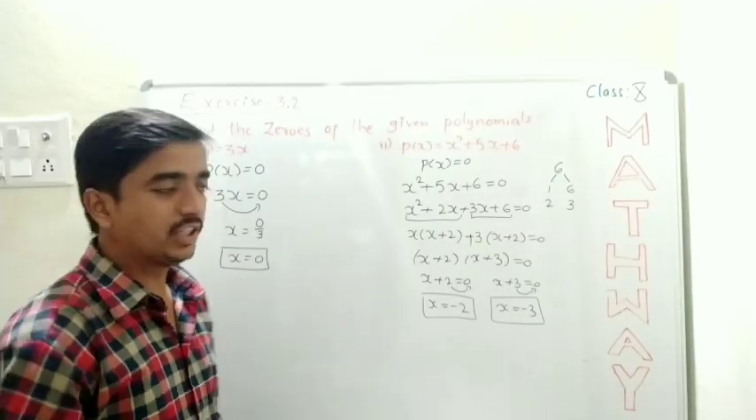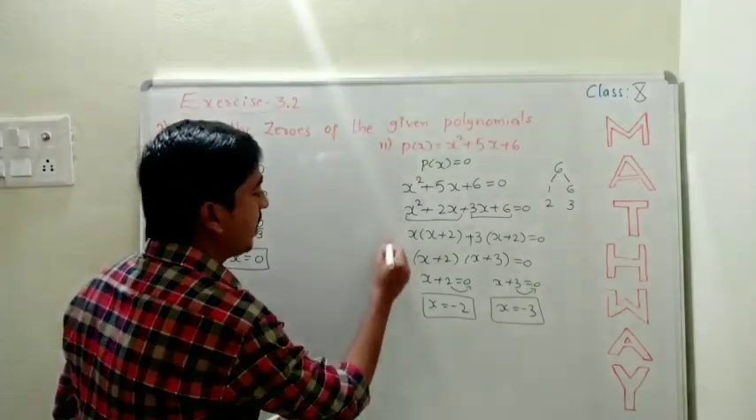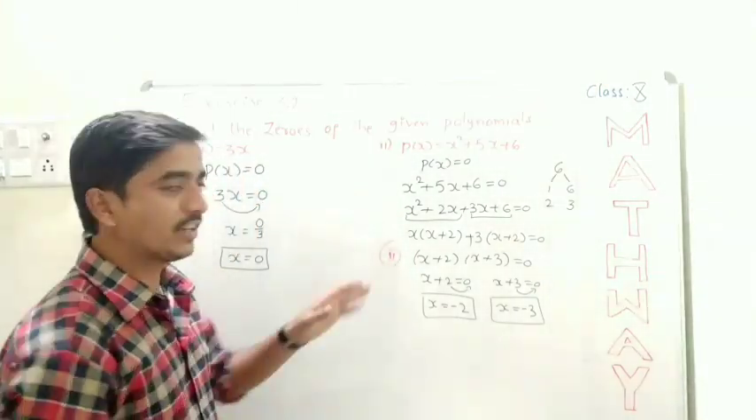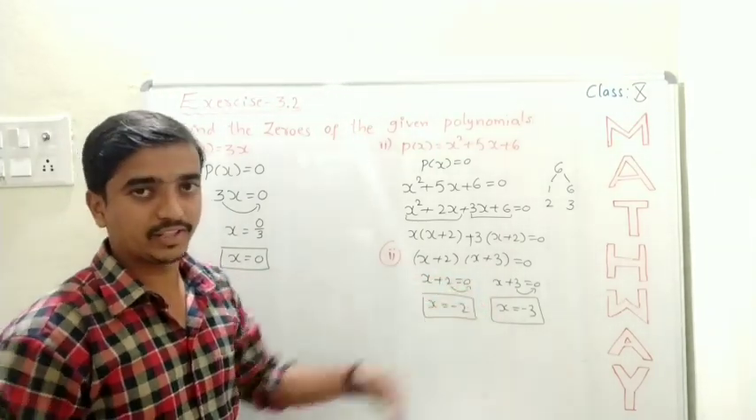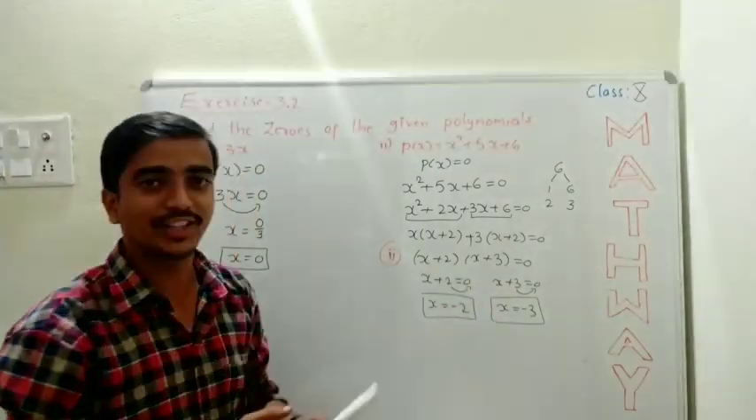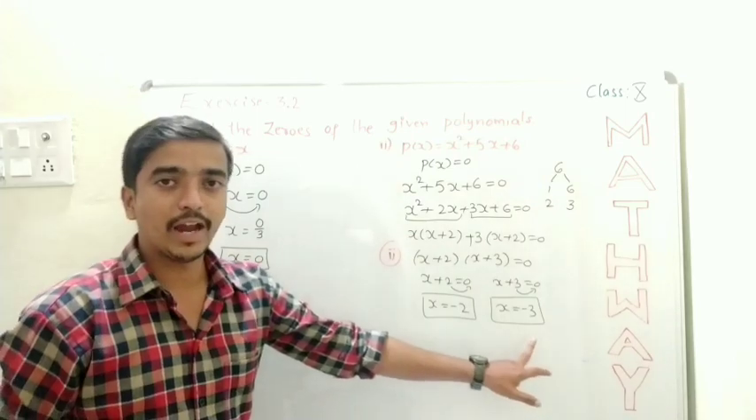If you observe, the third one is also the same as the second one. So the third problem is to find the zeros of x plus 2 and x plus 3. The same process follows. The zeros of the third polynomial are also minus 2 and minus 3.